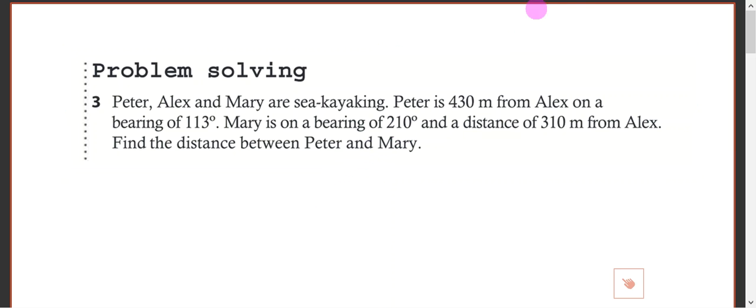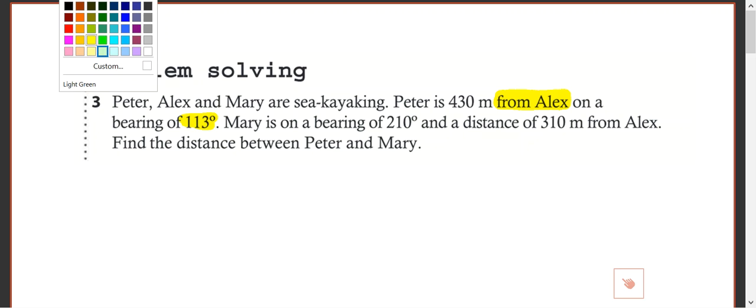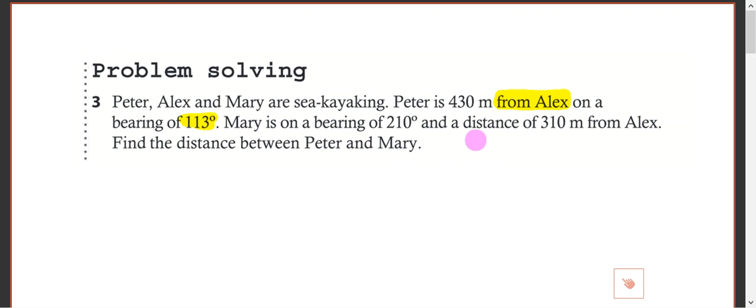The main thing I wanted to go through with this is the bearing stuff. All right, so we've got Peter, Alex, Mary. Peter is 430 meters, and the important thing here is we say it's from Alex, on a bearing of 113 degrees, and then equally, Mary is on a bearing again from Alex of 210.